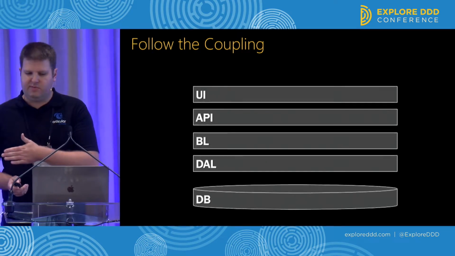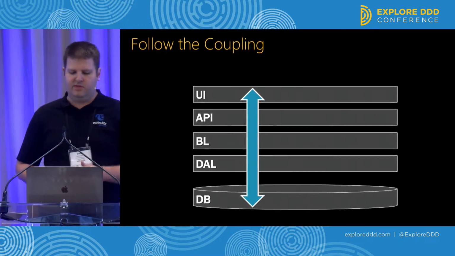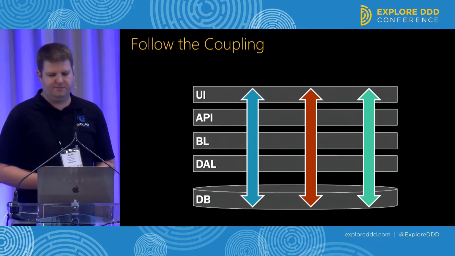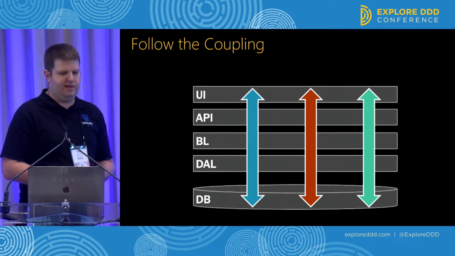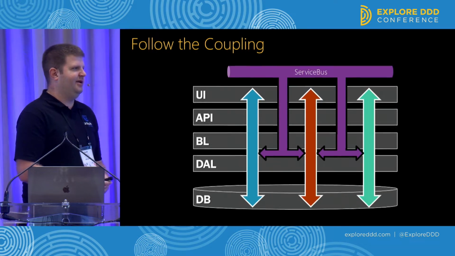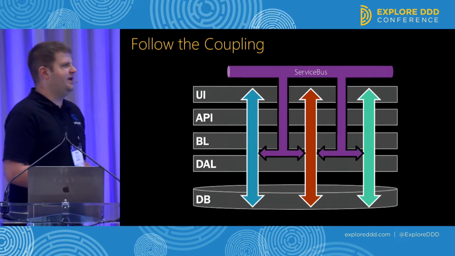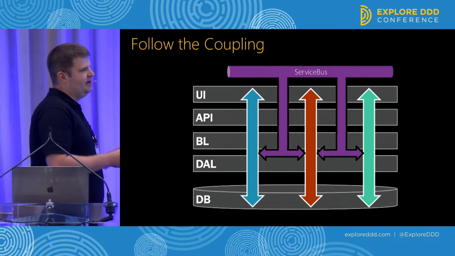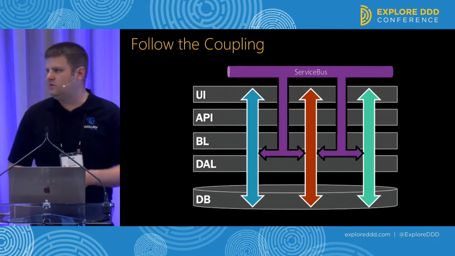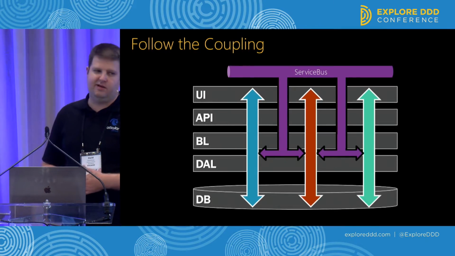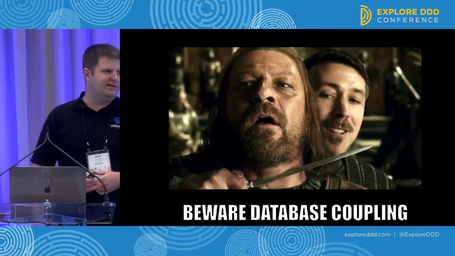So what if we just embraced that and we said, we are going to divide our system in these vertical slices, and then we'll have some sort of agent, let's just call it a service bus for lack of a better name, and those vertical slices will be able to communicate in a lightly coupled way between them. Now it turns out that this is pretty magical and allows you to do some pretty amazing things as long as you beware database coupling.